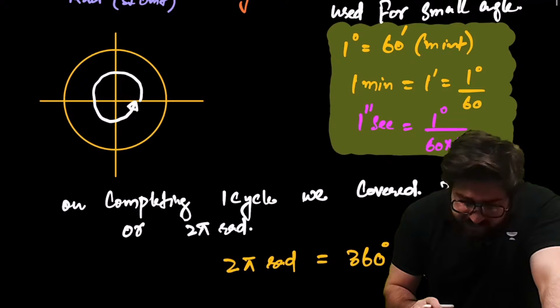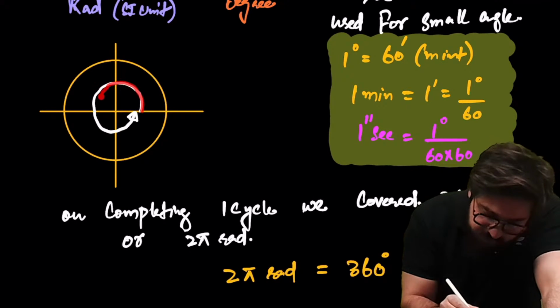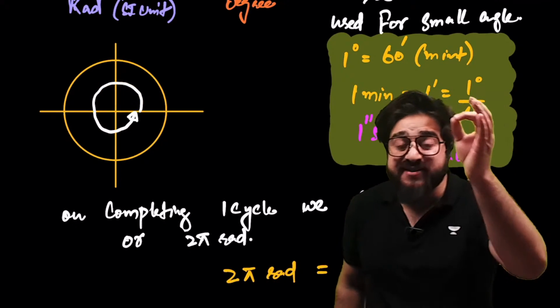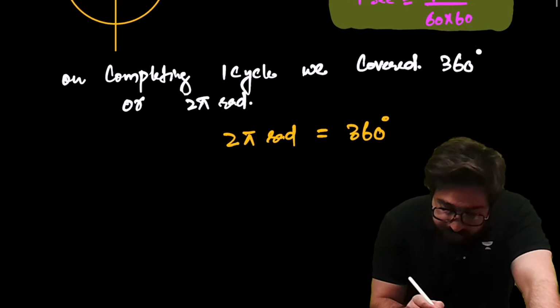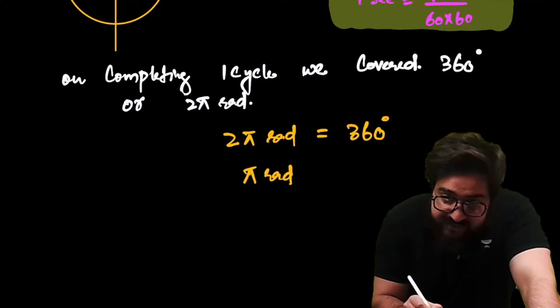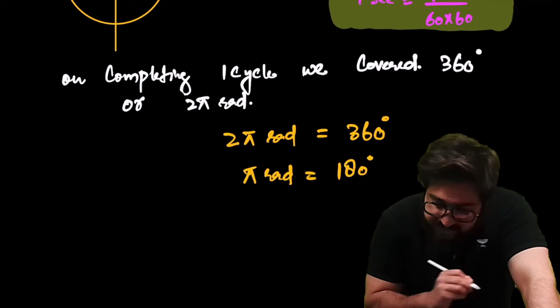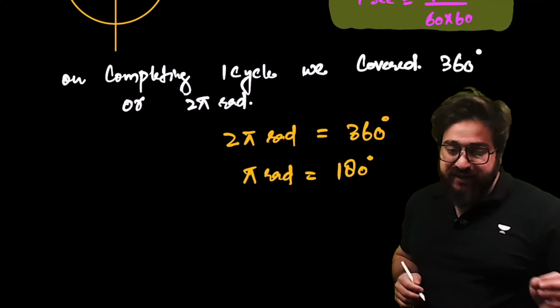And my dear friends, if I say you have moved from this point to this point, how much is this angle? This is 180 degrees. Or you can also say pi radians is equal to 180 degrees. Pi radians is equal to 180 degrees.